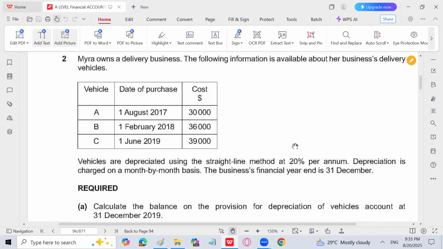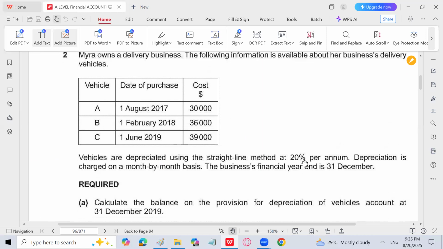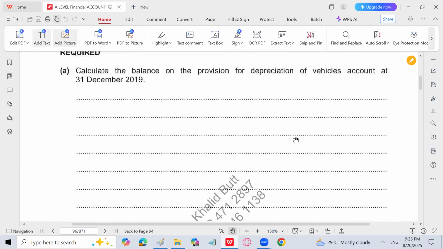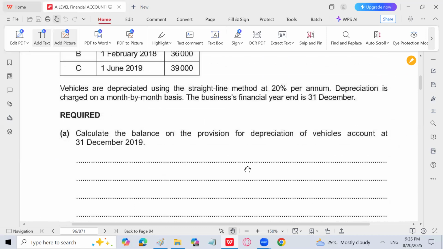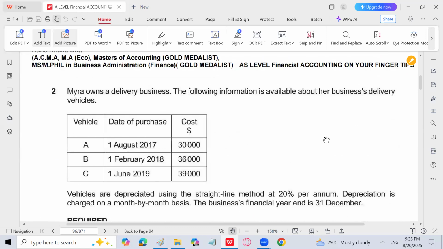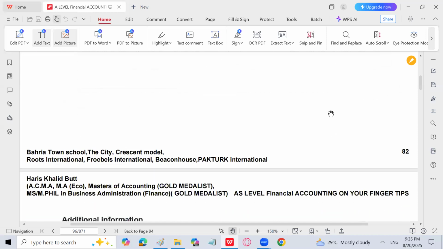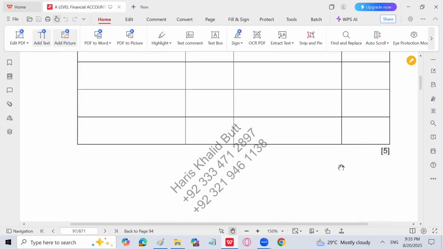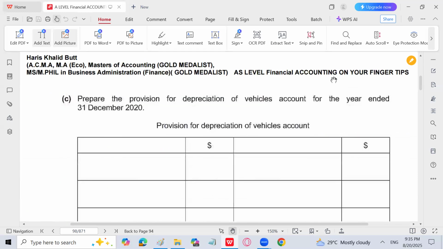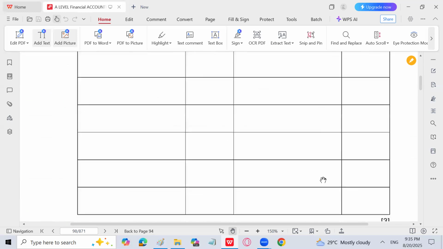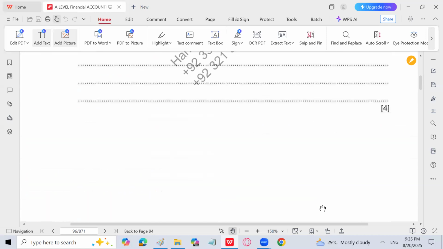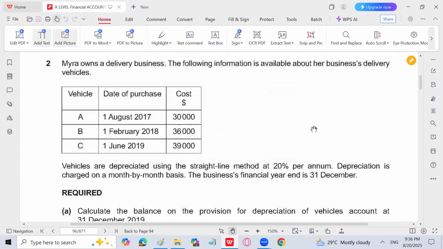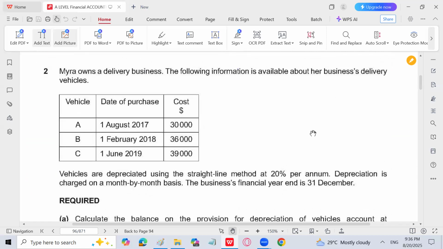Next question, let's see. Calculate the balance on the provision for depreciation account at 31st December. And question number 2, in which year has this question come? Let me see. It is not written. Let's do it, then we'll go for that.